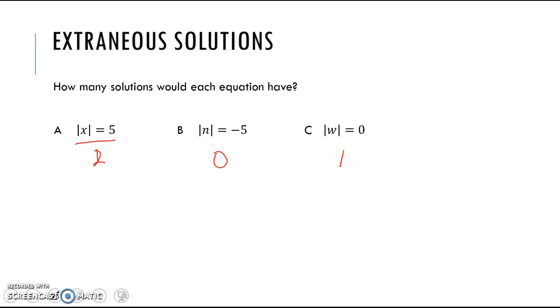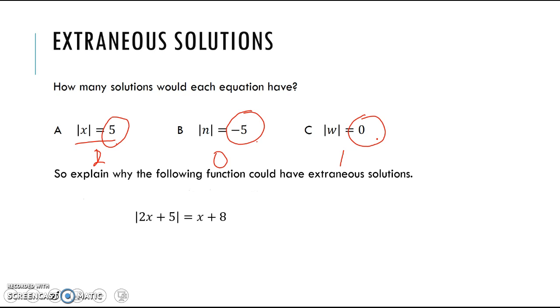So when we have these absolute value equations, we can either have 2 solutions, 0 solutions, or sometimes 1 solution. And it all depends on what type of number it's equal to. If it's equal to a positive number, we're going to have 2 solutions. If it's equal to a negative number, we're going to have no solutions. And if it's equal to 0, we're going to have 1 solution. So I want you to think about this for a second.